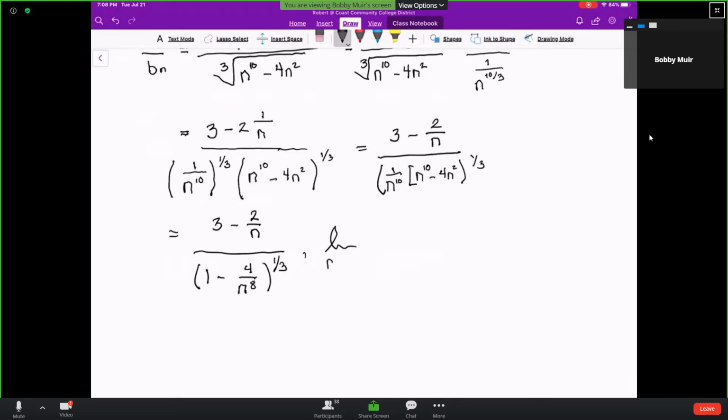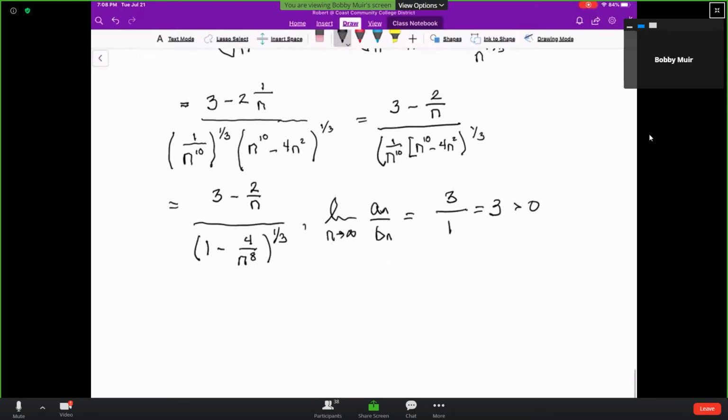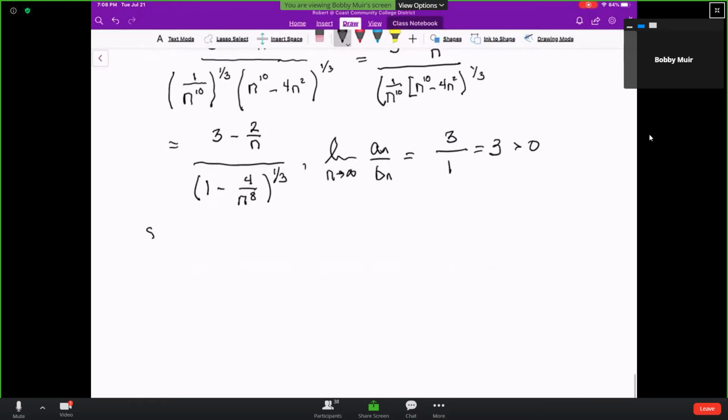The limit as n tends to infinity of this a_n over b_n thing: the top goes to 3, the bottom goes to 1. 3 is finite. I mean, it's positive. So since the comparing series, the sum of the b_n's, diverged, that's going to imply that our series also diverges.